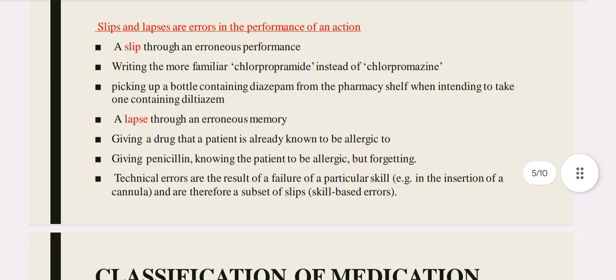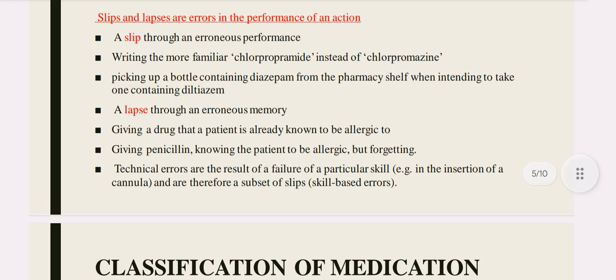Then we have lapses. Lapses are the mistakes that occur due to injurious memory, like giving a drug to the patient that we know that he is allergic to that medicine. And if we talk about the technical errors that result due to the failure of a particular skill, for example, insertion of the cannula. If the cannula is inserted wrong, it can lead to the nerve damage or inflammation or bleeding. Such mistakes occur due to the memory failure, due to lack of attention, or due to the mental overload.